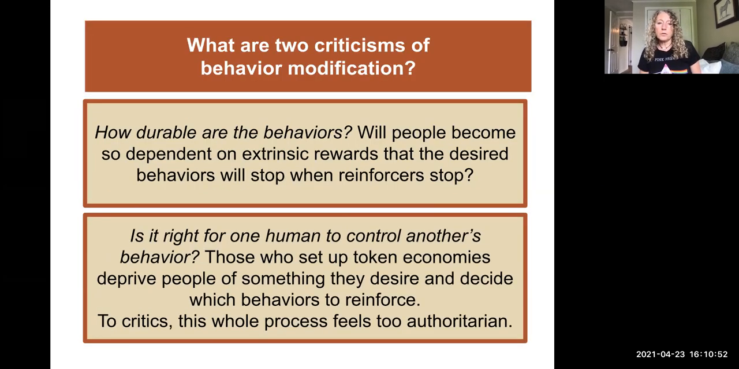All right, so one of the problems, a couple of criticisms of behavior modification: how durable are the behaviors, and will people become so dependent on the extrinsic reward? It just means you don't want to always be extrinsically rewarding something that maybe you would have eventually done intrinsically. And is it right for one human to control another's behavior? It almost seems like behavior control, especially with young children, like you're going to turn into robots and follow everybody's direction by these tokens. And it feels too authoritarian.